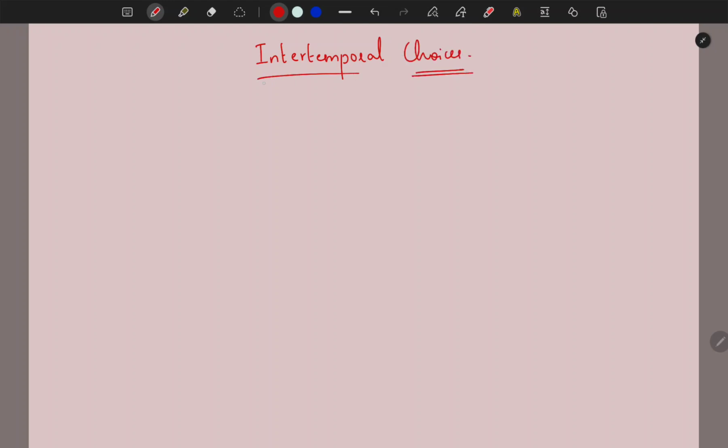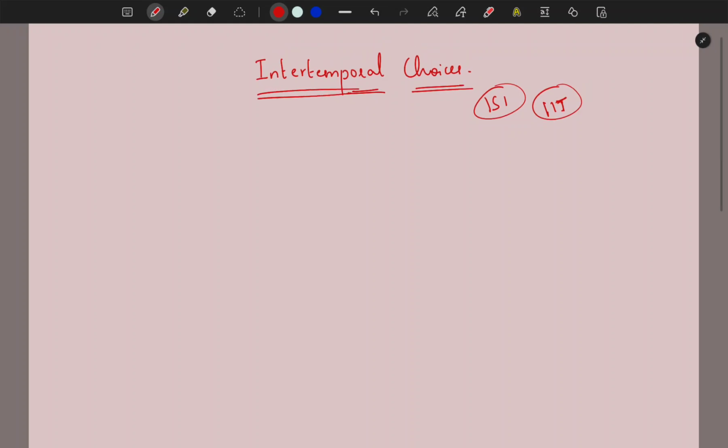Before starting this, I wanted to tell you that I'm going to continue this series of solving questions related to ISI exams. Basically, I will start with all ISI previous year questions, IIT JAM questions, and the rest of the questions in order to understand the level, the extent, and the depth of those questions along with the concepts. Before starting with the questions, I will start with a few related concepts in intertemporal choices.